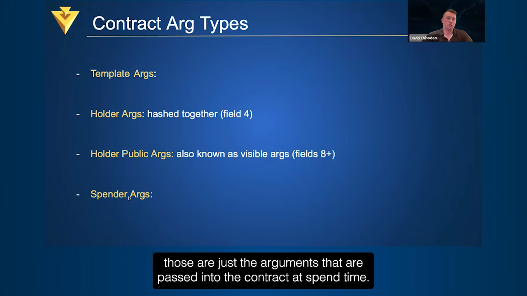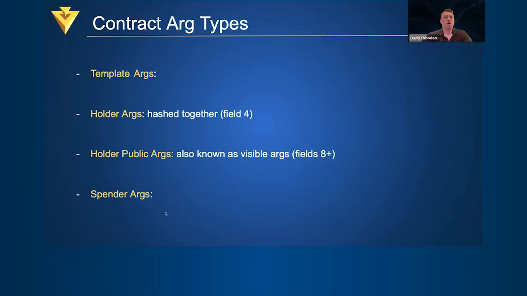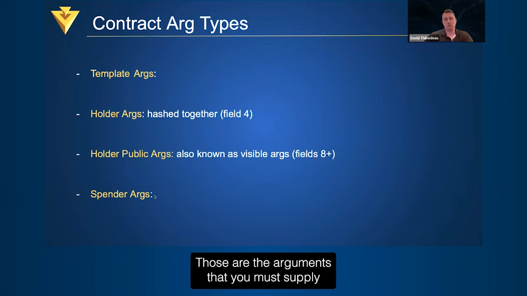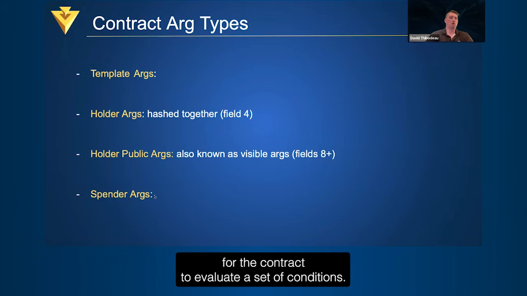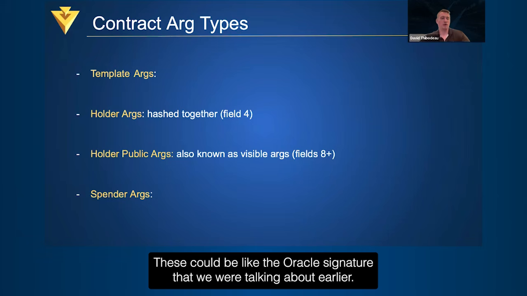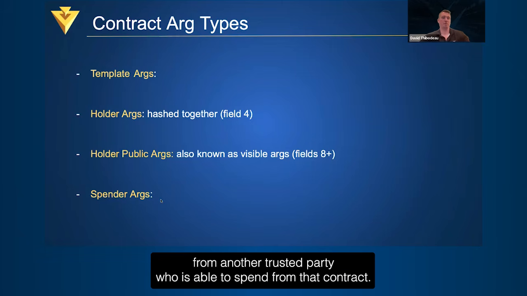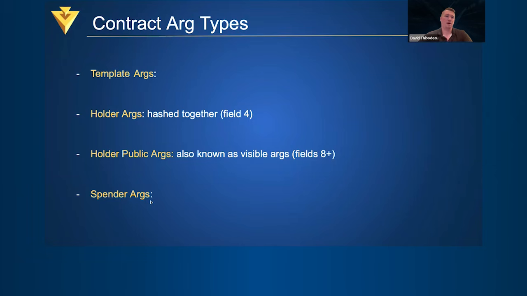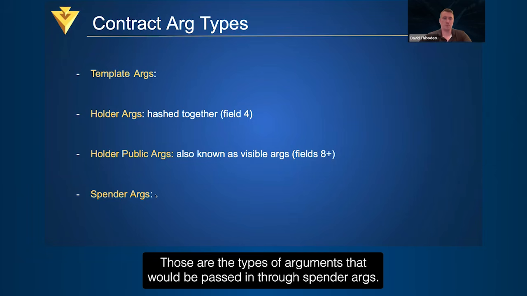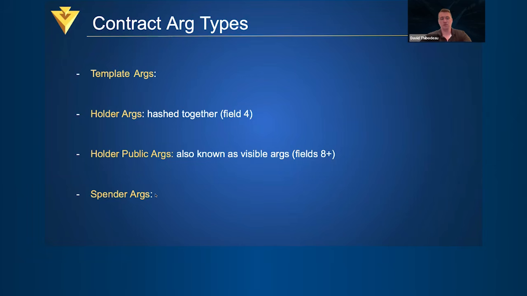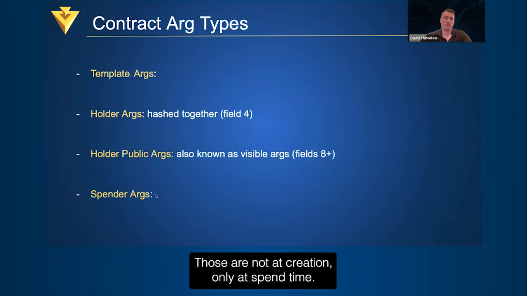Spender args, those are just the arguments that are passed into the contract at spend time. Those are the arguments that you must supply for the contract to evaluate a set of conditions. These could be like the Oracle signature that we were talking about earlier, a signature from another trusted party who is able to spend from that contract. Those are the types of arguments that would be passed in through spender args. Those are not at creation, only at spend time.